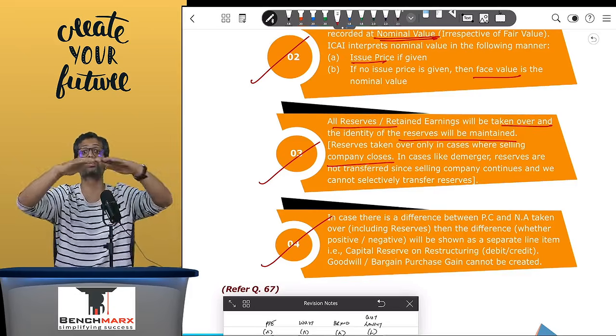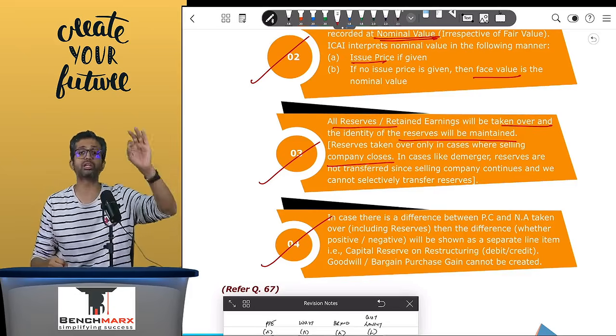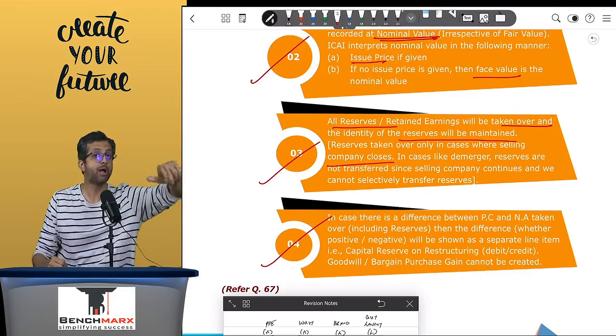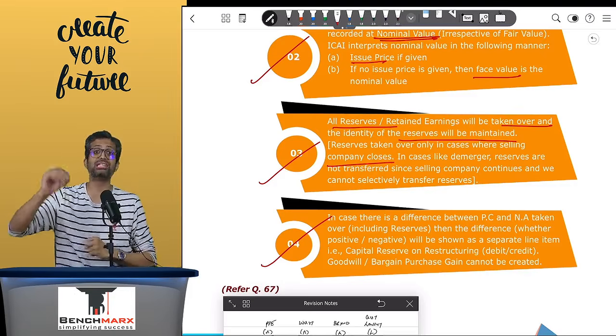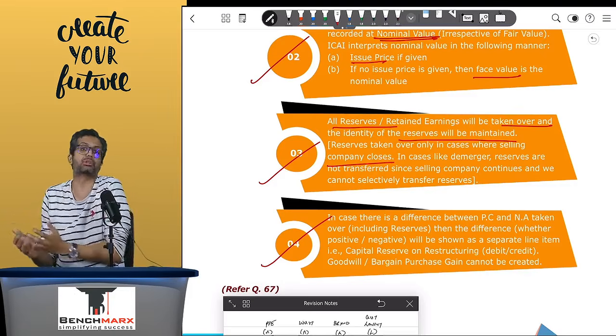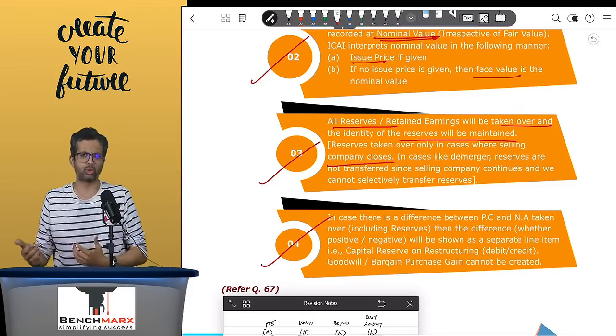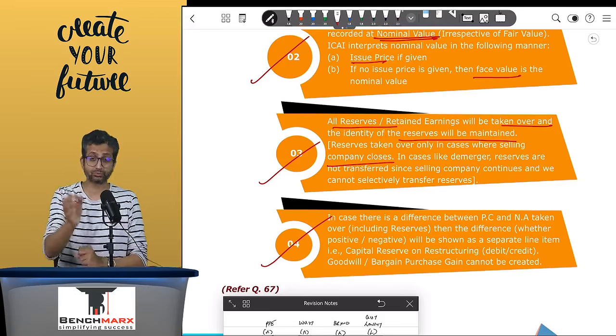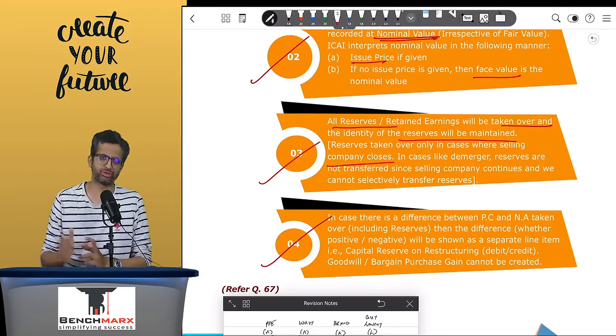This is more of a restructuring, and hence the balancing figure, if applicable, either on the debit side or on the credit side, will neither go to goodwill nor will it go to gain on bargain purchase. Instead, it will be going to the capital reserve. Again, it is a special transaction, not a day-to-day transaction, and hence it goes to capital reserve, in the form of gains or losses, let us say on restructuring.